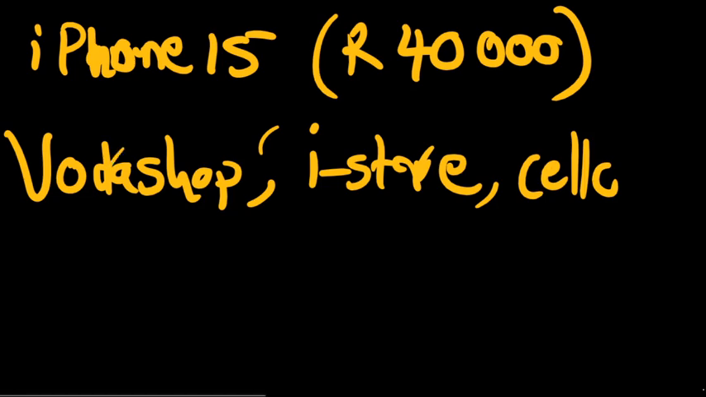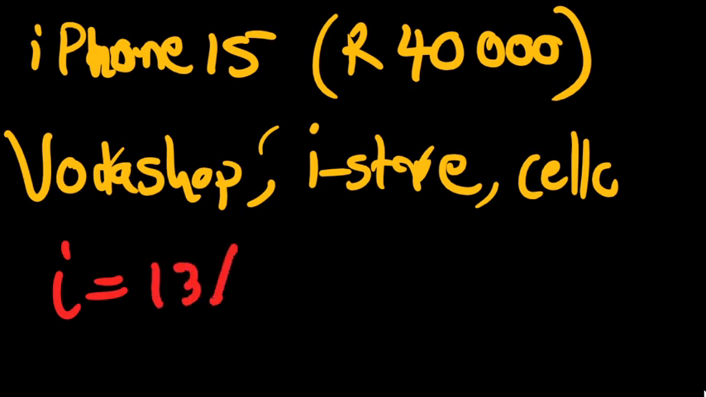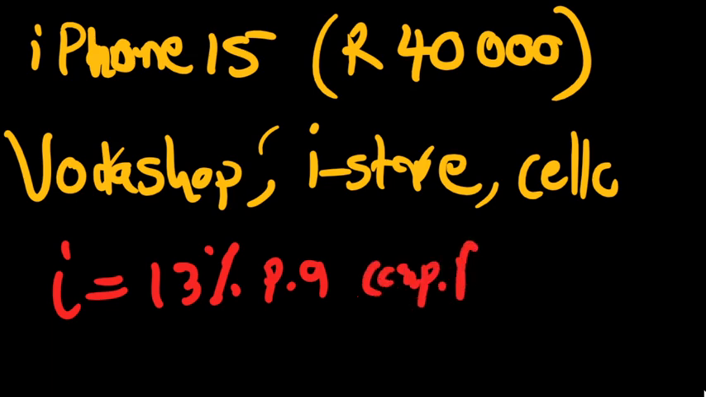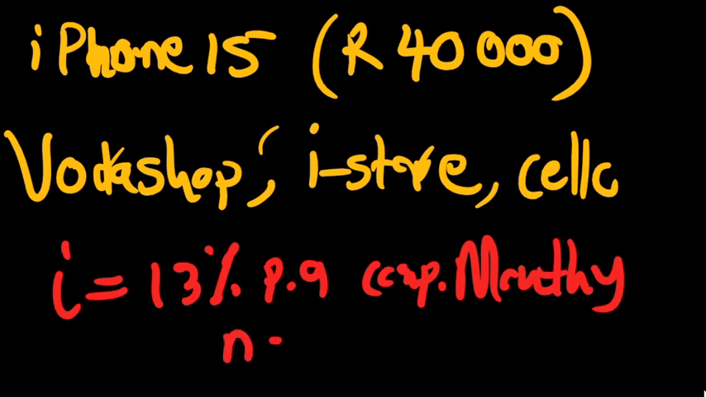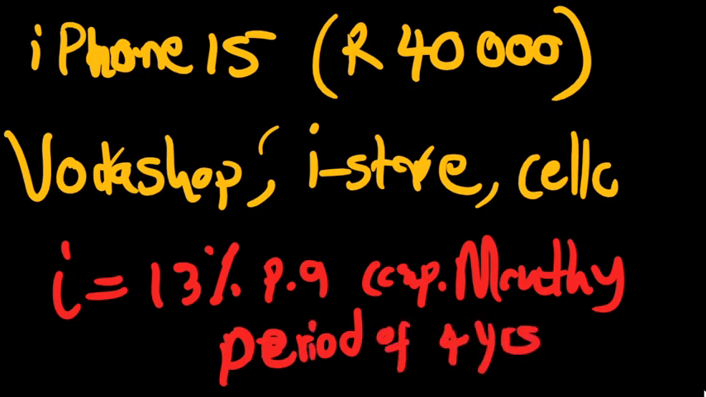So say whichever shop, whether it's iStore, Cell-C, Vodacom, or whatever, they tell you that, okay, fine, I'm going to charge you an interest rate of 13% per annum, compounded monthly, for a period of 4 years, right?